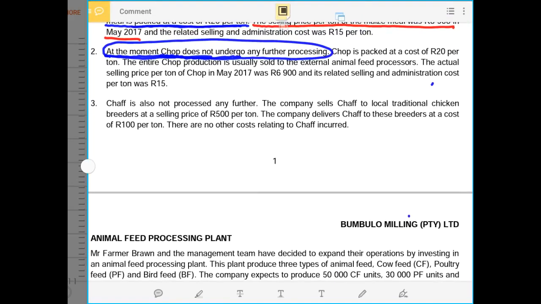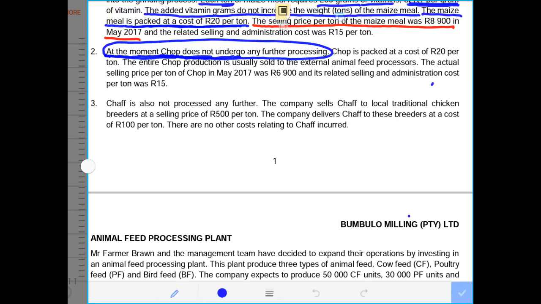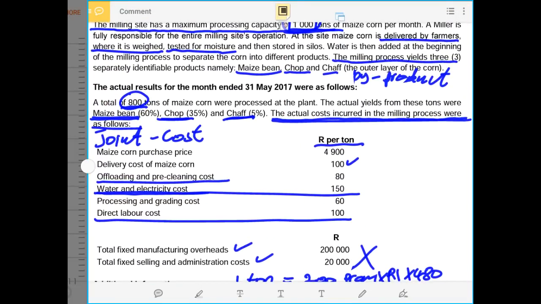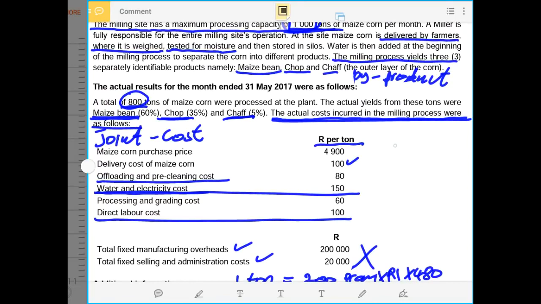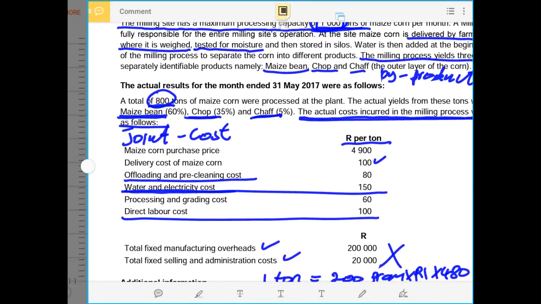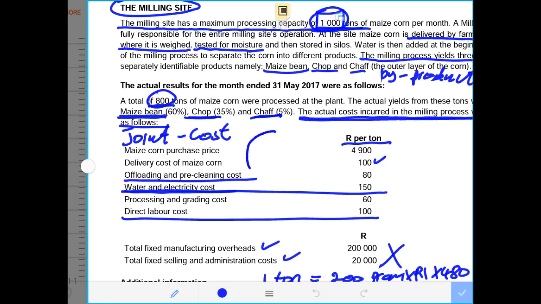Let me just draw this for clarity purposes. We said in the beginning that these products are incurred jointly. Let me just draw a circle here. This is what we call joint cost.